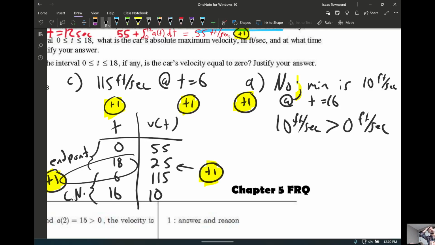If the slowest you ever go is 10 feet per second, then that's going to be bigger than 0 feet per second. And honestly, just to play it safe, I would probably draw an arrow to this candidates test. This is how I know 10 feet per second was the slowest. You don't have to copy it down again, but I do think just an arrow so that they have to go and look at that is not a bad idea. But 1 point for the justification, 1 point for the answer of no.